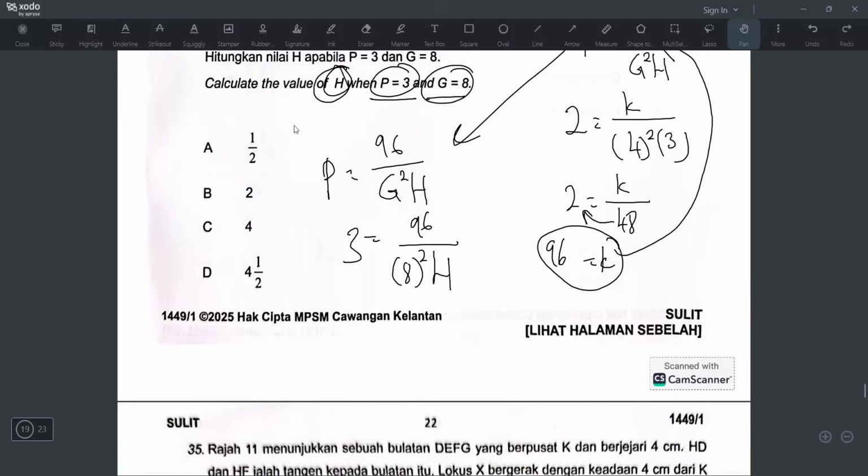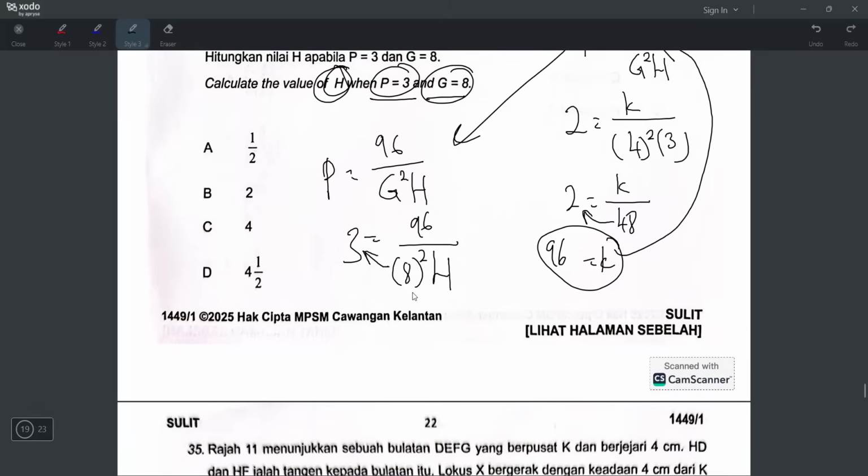Okay, now I can find H. So how do you find it? If you're trying to find H and your H is at the bottom, your initial thought must be to make it go up. And it's very easy, just move it up and it becomes times. Okay, 8 square, if you press the calculator, is 64.